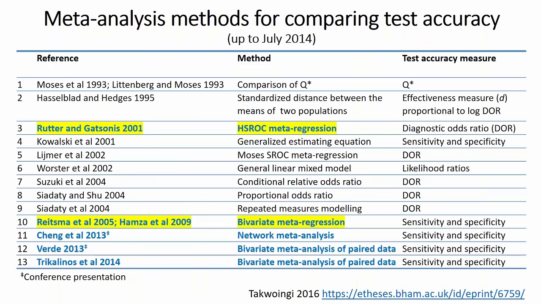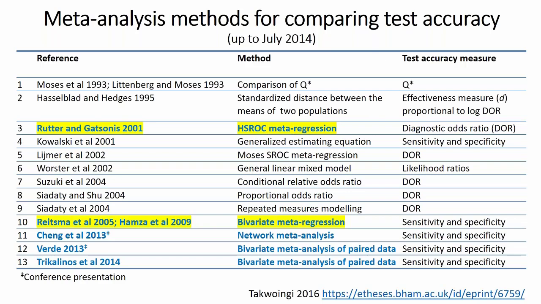Now, I did a review of methods as part of my PhD, and this is a table that I've taken from that. What I wanted to do was to identify methods for comparative meta-analyses and to evaluate them. My searches were conducted up to July 2014, so a while ago now. But this table summarizes what I found at the time. Most of the methods in this list have important methodological limitations. And the two that are highlighted in yellow are the two methods that are recommended in the Cochrane DTA handbook.